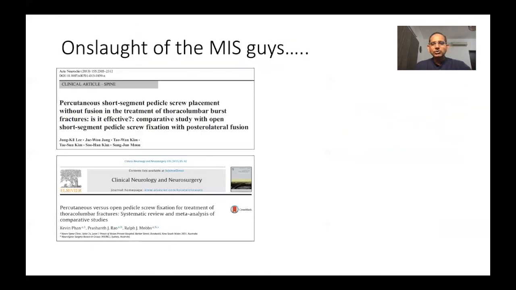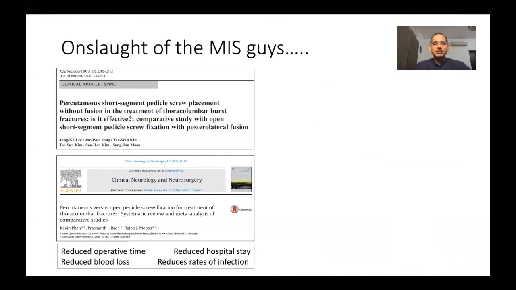This was also simultaneously attacked by the MIS guys, where they began putting in percutaneous implants without fusion in thoracolumbar burst fractures. And paper after paper began to come in favor of MIS. But the gist of the matter was that all these papers eventually showed only one thing, that there was a reduced operative time, reduced blood loss, reduced hospital stay, and reduced rates of infection.